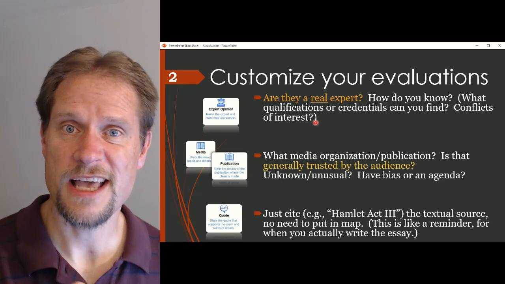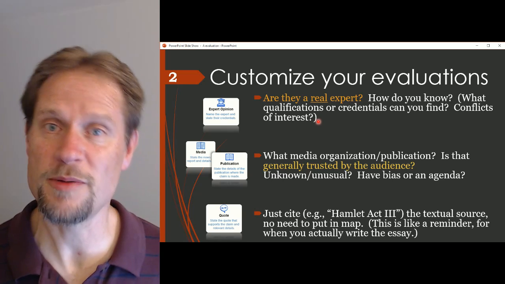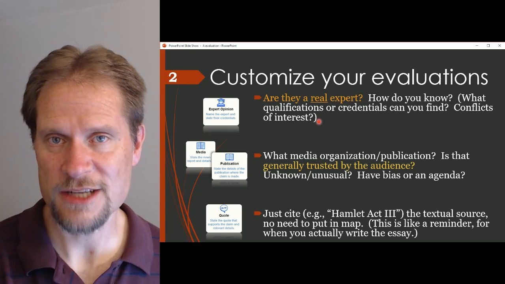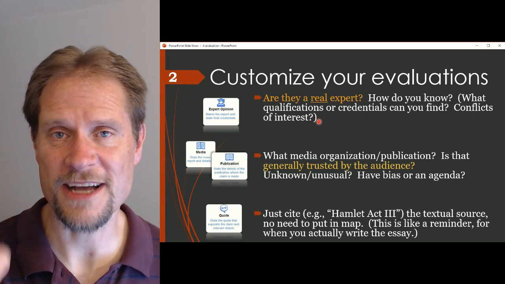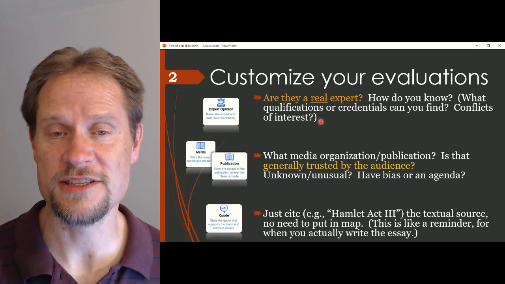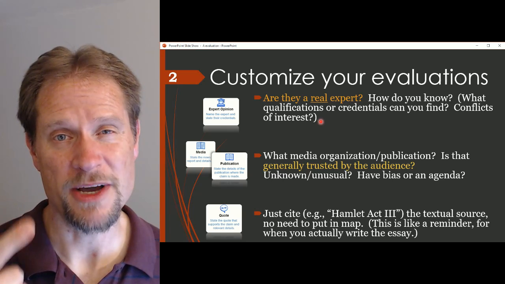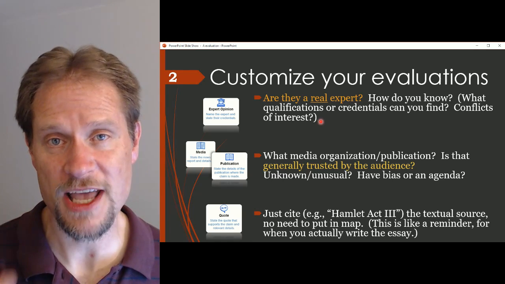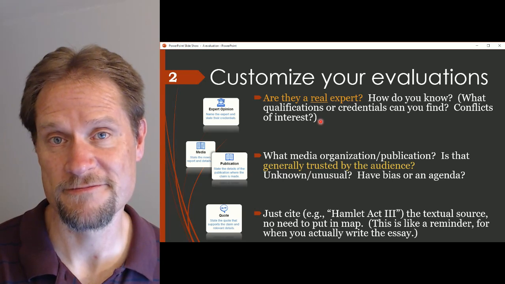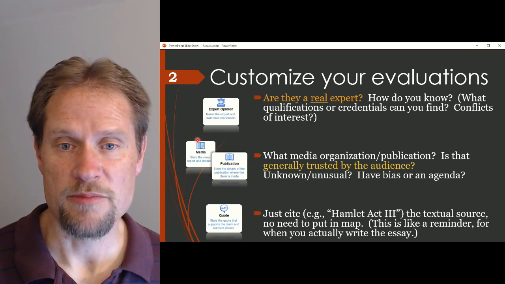But let's say you also know that that person gets the bulk of their funding from the petrochemical industry. Well, they are a qualified expert, but the fact that they get funded by the petrochemical industry might be enough reason for you to say, I'm not ready to trust this expert. They're knowledgeable, but they might have motivations for saying what they're saying that don't come from their expertise, but instead come from their bank account, for example, right? All right, media and publications.